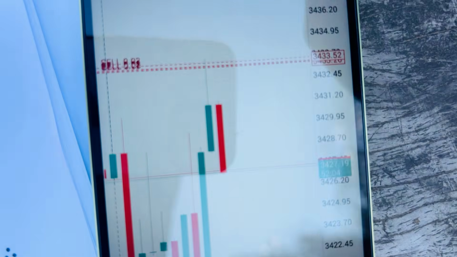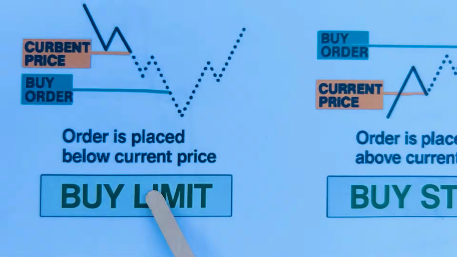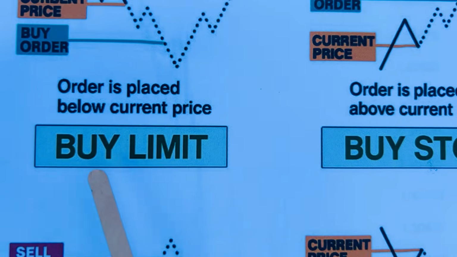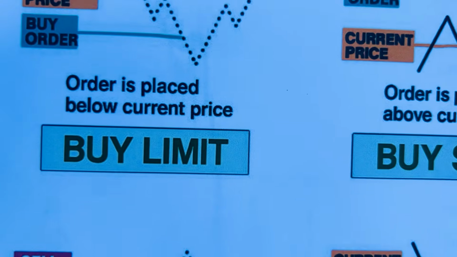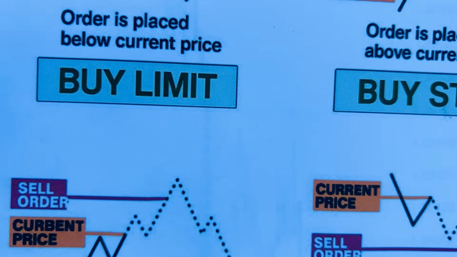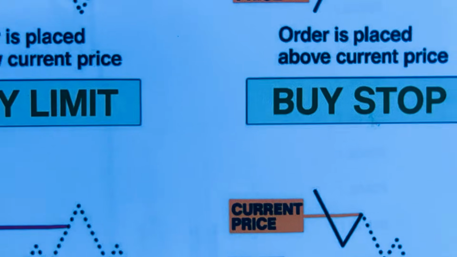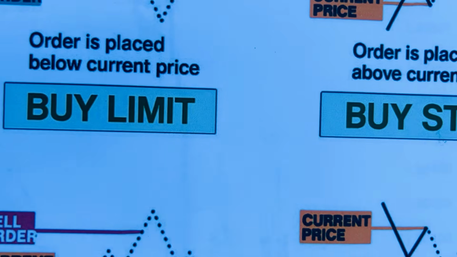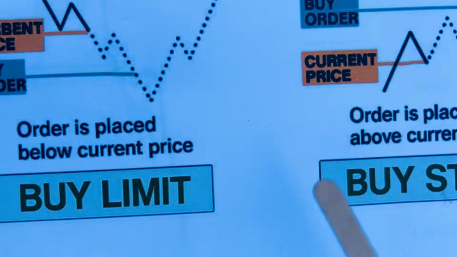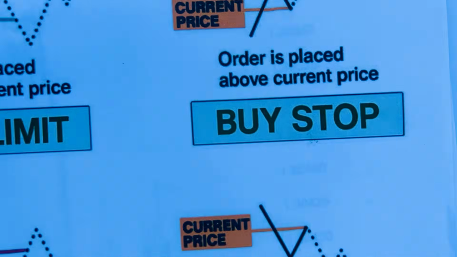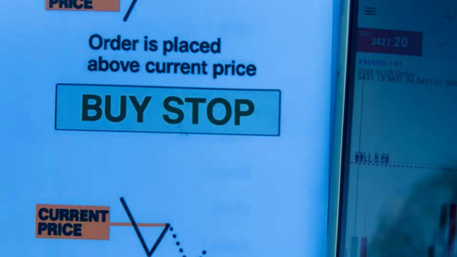It's that simple. Let's start with the buy limit. The buy limit, it's simple. It's an order that will automatically change to be a buy once the ask or bid price has reached the buy limit price.